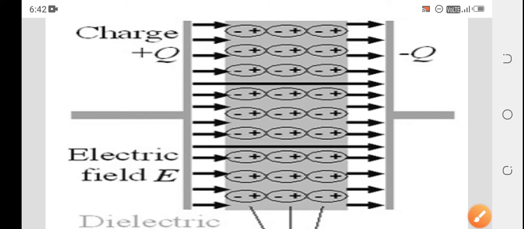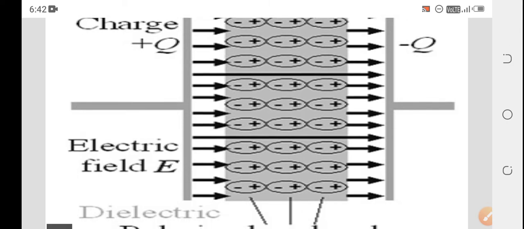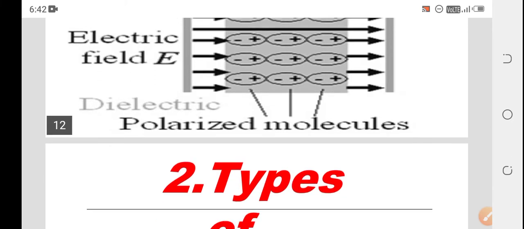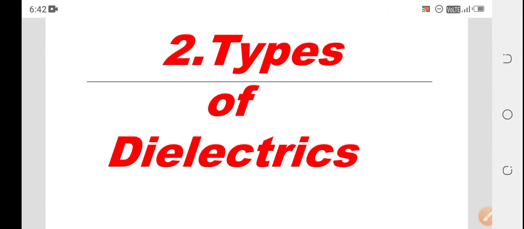Let's see, here we have the schematic diagram. Here this is an electric field. In the electric field, in the same direction the positive charges are moving, and in the opposite direction the negative charges are moving. Because of this moving of the positive and negative charges, there is a space between the two charges. This is known as electric polarization, dielectric polarization.